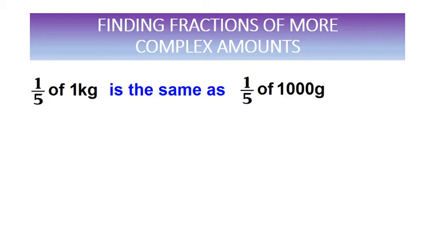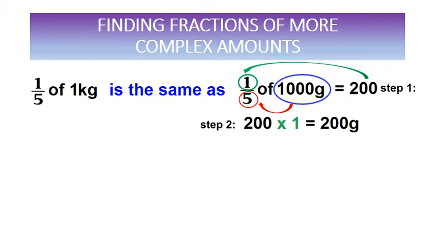So in this case, we can do that. And so finding 1/5 of 1 kilogram is actually exactly the same as finding 1/5 of 1,000 grams. And then we can continue just as we did before. So step 1, we take the 1,000 grams, divide it by the 5 denominator, gives us 200 grams. And then I'm going to show you the second step, although we don't really need it. But then we would take as step 2 the 200 grams and multiply it by the numerator, which is 1. So our final answer is 200 grams.